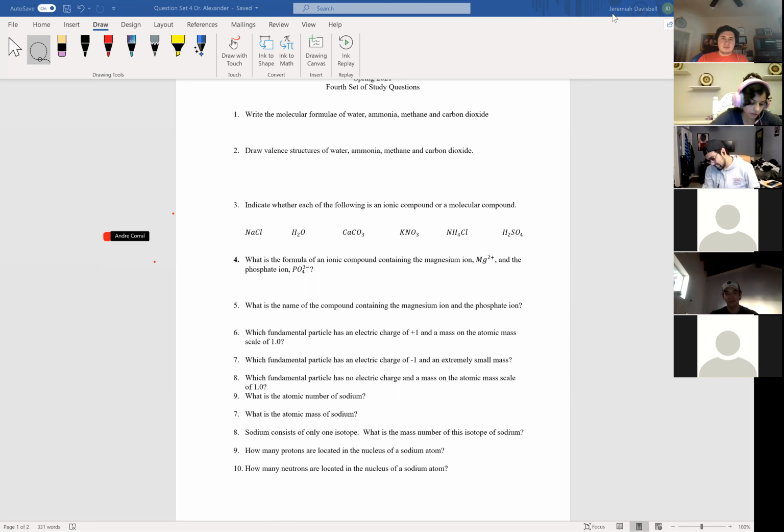So it has 3 protons, right? So how many electrons will it have if it's like a neutral lithium? Or like an uncharged lithium? How many electrons do you think it's going to have? Do you guys think?